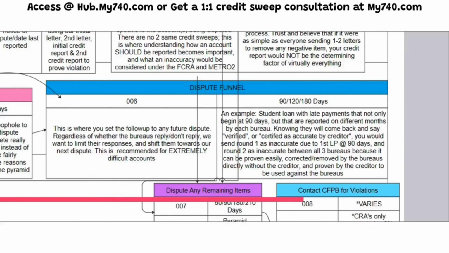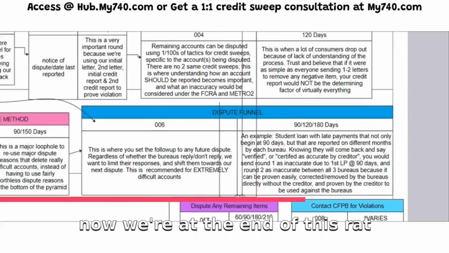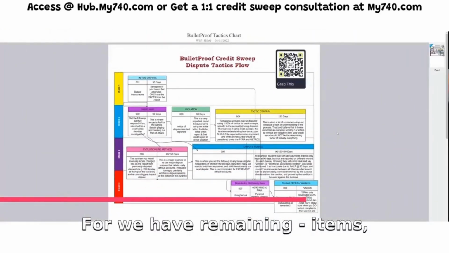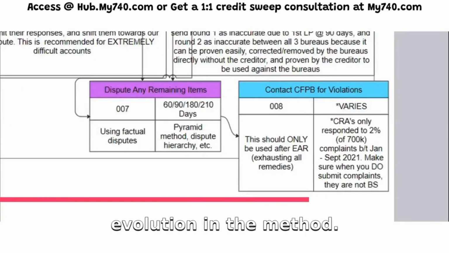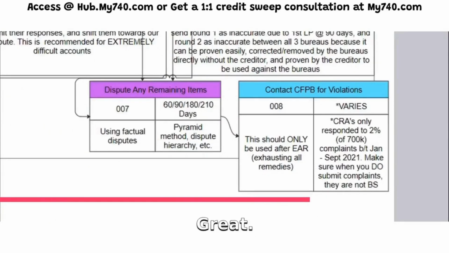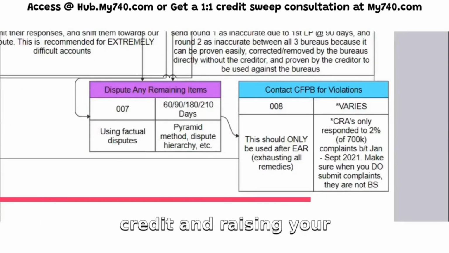Okay, so now we're at the end of this. We're at stage 4. We have remaining negative items, or you don't. Maybe you're just done. The dispute funnel or evolution line method got rid of everything. Great. Now you're just done. Move on to building your credit and raising your score.